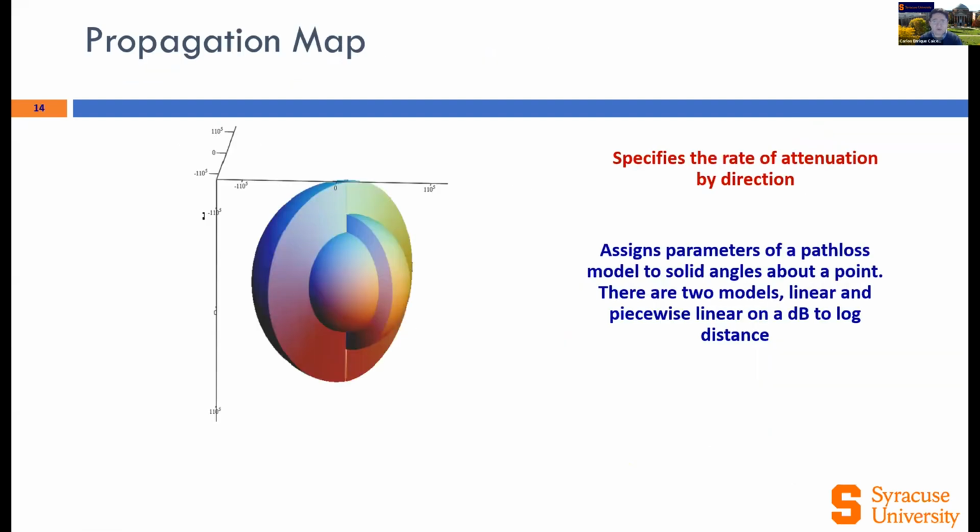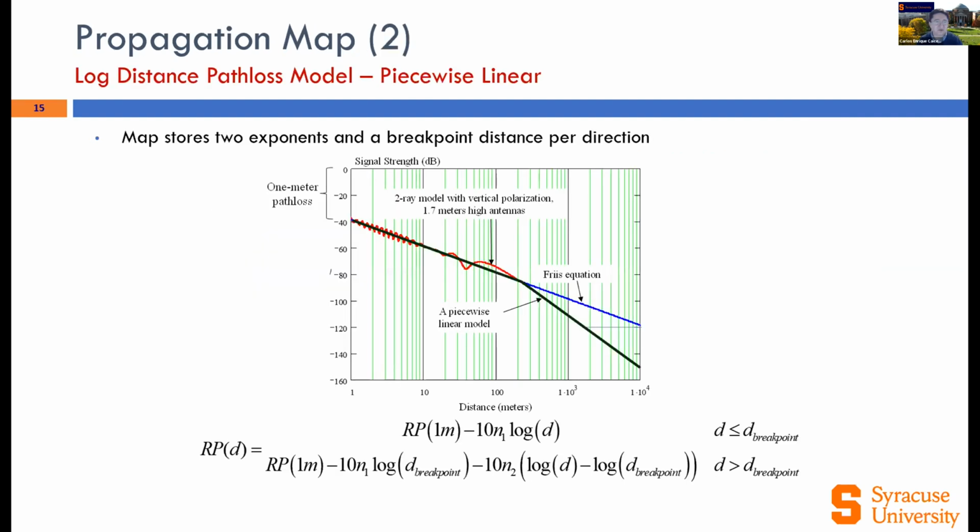So then you have a propagation map, so there's a construct to capture how, in the environment where a device might be placed, the environment in that location may impact propagation. So it assigns parameters of path loss, modeled solid angles about a point. And there are a couple of models. They're not only two now. You can support, they're all log distance based, but you can support more than two.